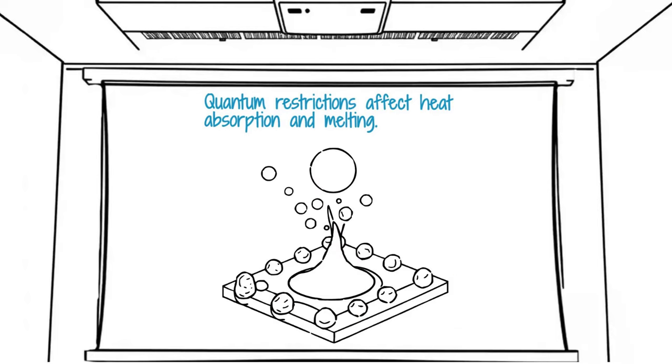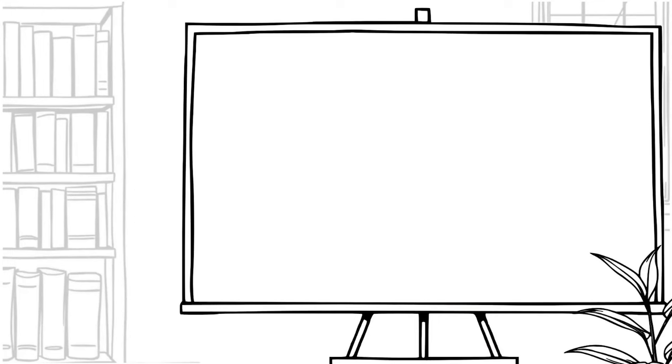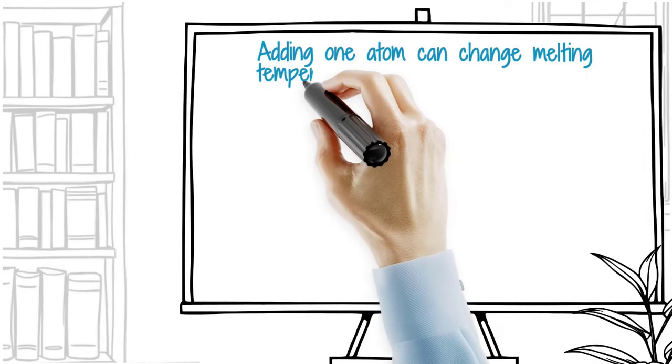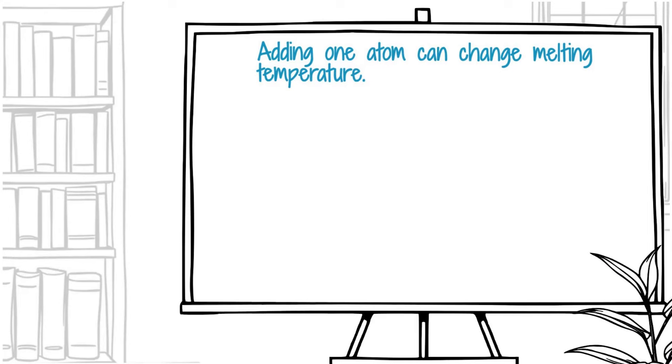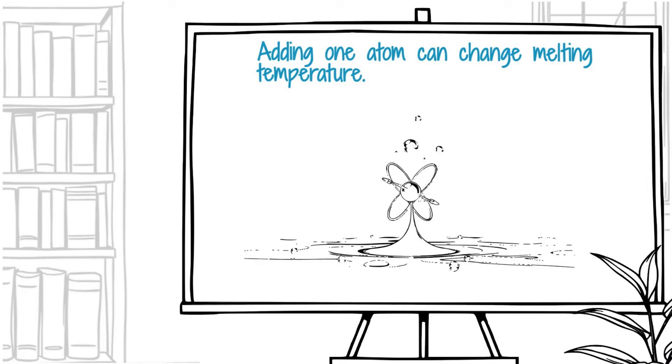In clusters with fewer than 100 atoms, even the addition of one atom can dramatically alter the melting temperature. It's like a musical instrument so small it can only play certain notes. And one string change alters the tune.